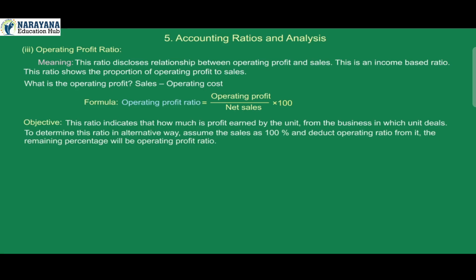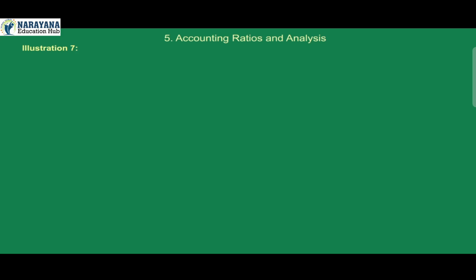To determine this ratio in an alternative way, assume the sales as 100% and deduct operating ratio from it. The remaining percentage will be operating profit ratio. Trend: since this ratio is income based, the increasing trend of it indicates enhancement in profit. Illustration 7. From the following information calculate 1. Operating ratio and 2. Operating profit ratio.